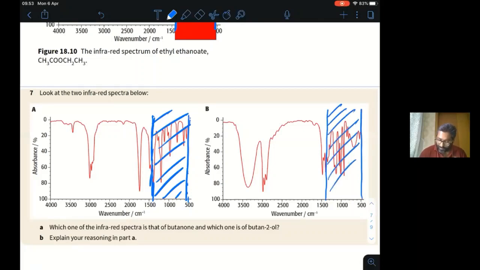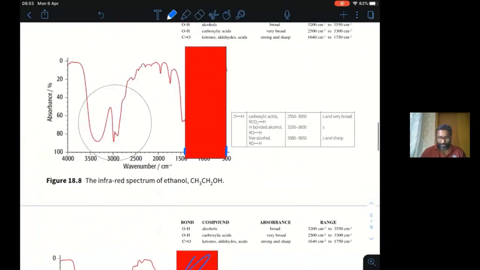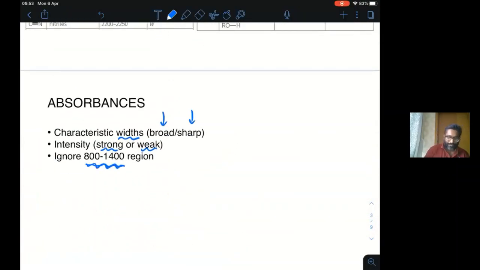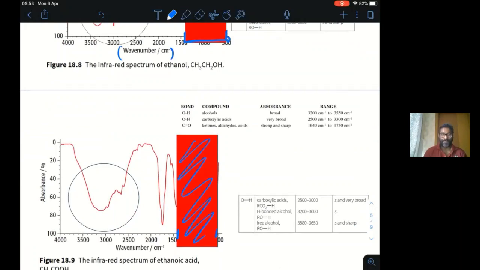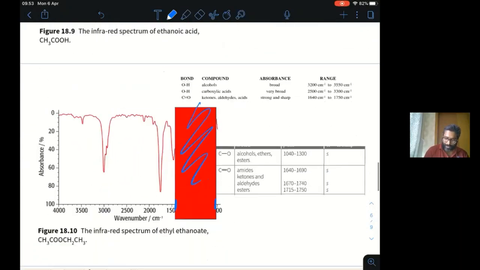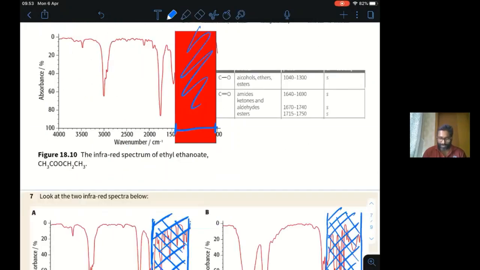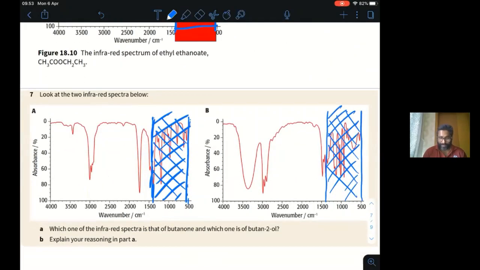First, let's not focus on the theory. Let's focus on how to use the absorbance. First of all, if you have data, I want you to ignore the 800 to 1400 region. 800 is the wave number. Anything from here to 1400, I don't want you to look at. All these are taken from your textbook. This is one example of a question, and you can see there are a lot of lines over there. I don't want you to look at this part.